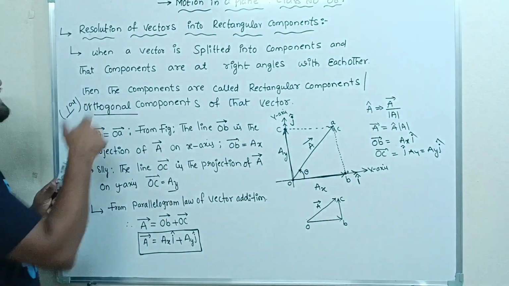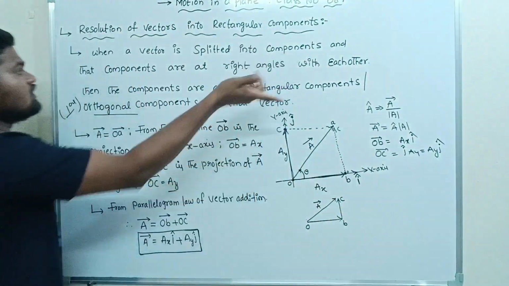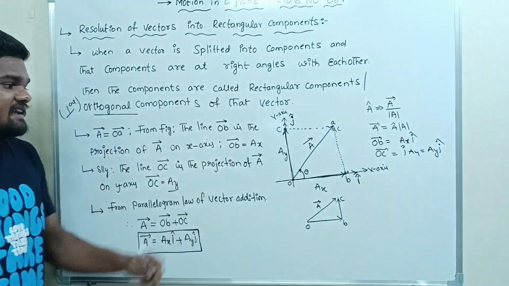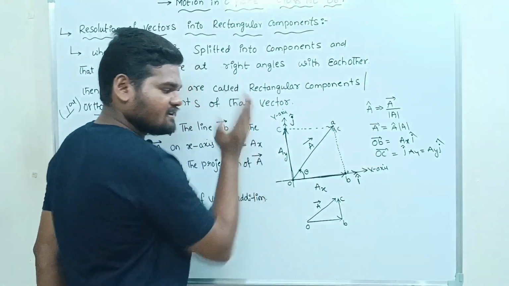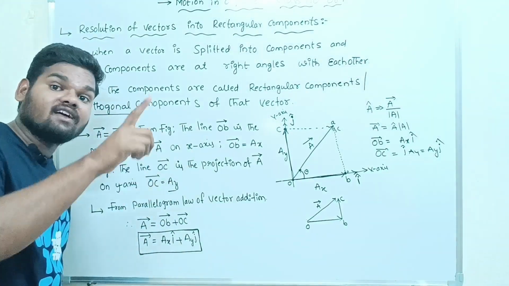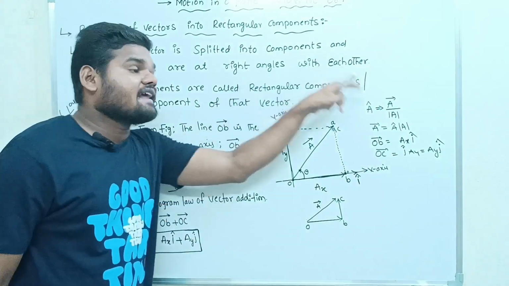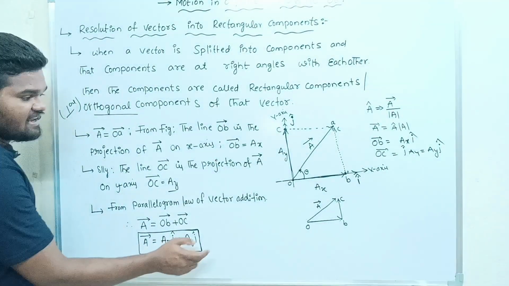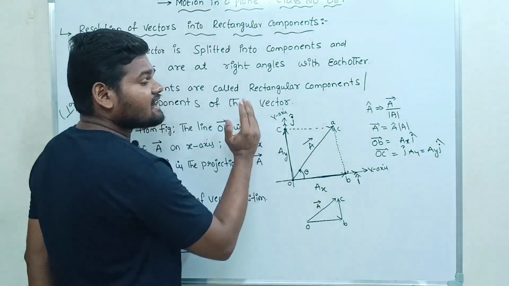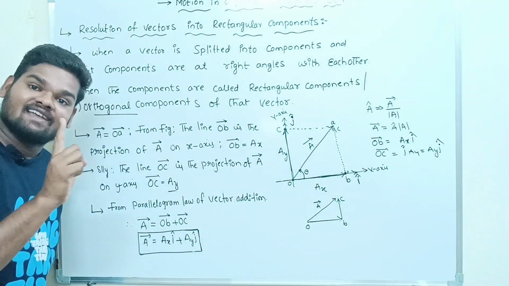Have a look. When a vector is split into two components that are at right angles, have a look, AX and AY. What is the angle between them? 90 degrees. Then the components are called the rectangular components. So AX and AY are called the rectangular components of this vector A bar. Is it clear? Any doubts?